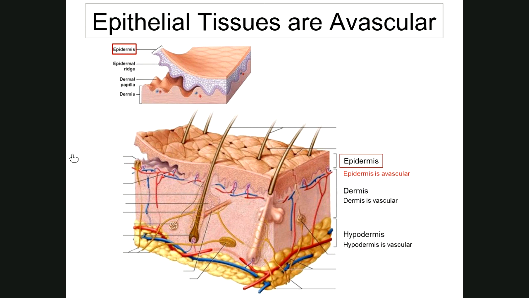Number three, contain receptors for many environmental stimuli such as touch, smell, taste, vision, hearing, and equilibrium. Yes, those are all receptors that are monitoring different types of environmental stimuli.